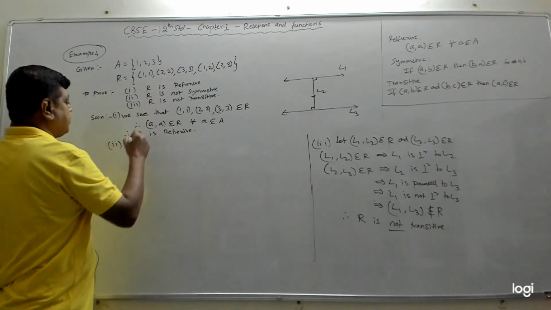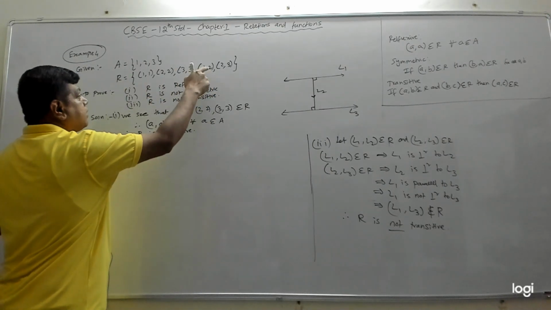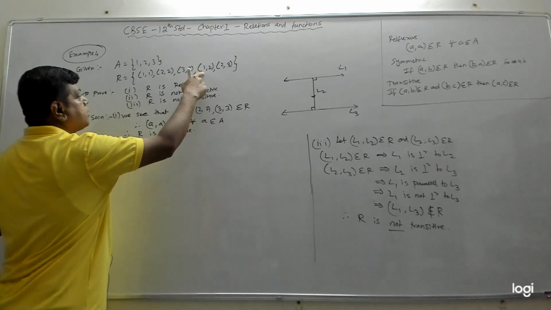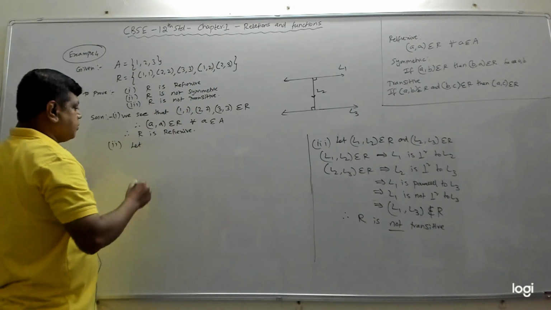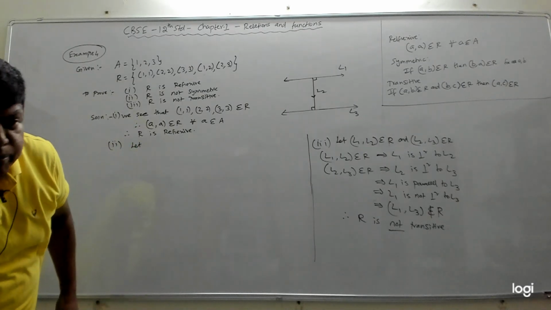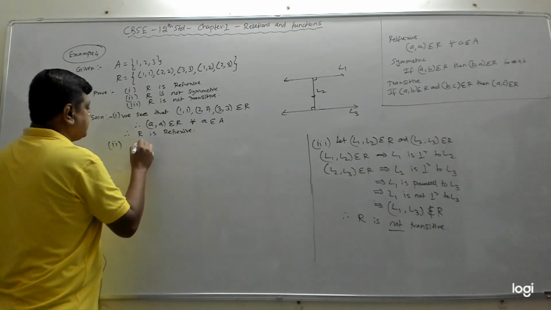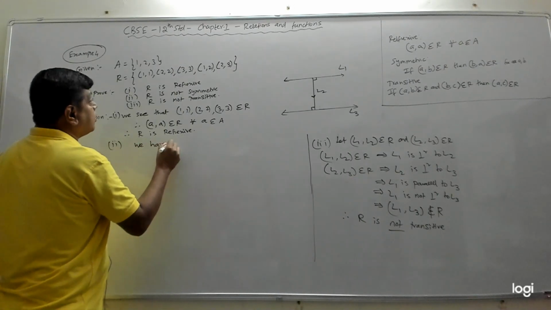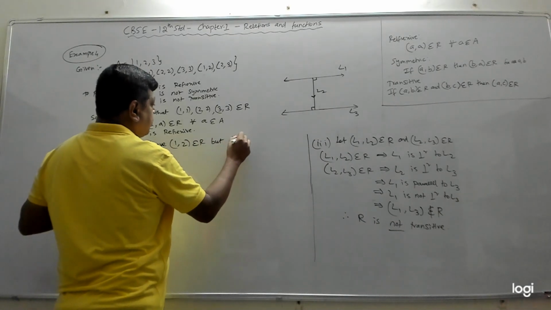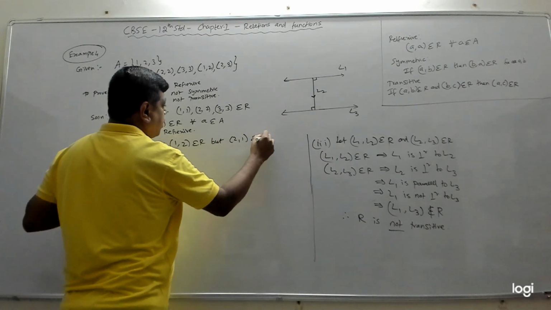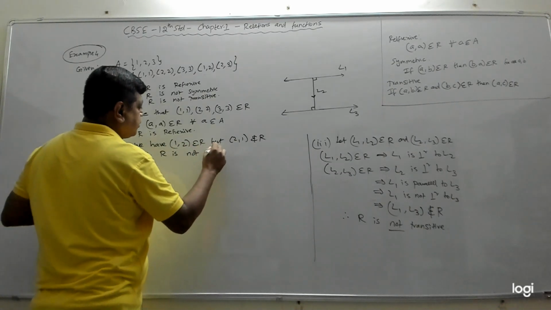So we'll take an element. Let's see this 1 comma 2. It is in R. Is the reverse in R? 1 comma 2's reverse is what? 2 comma 1. That is not there. So therefore it is not symmetric. We have 1 comma 2 belonging to R, but 2 comma 1 does not belong to R. Therefore R is not symmetric.